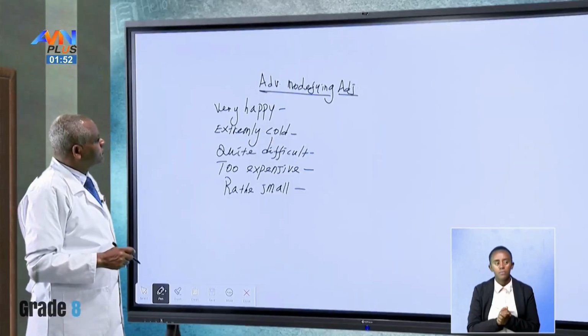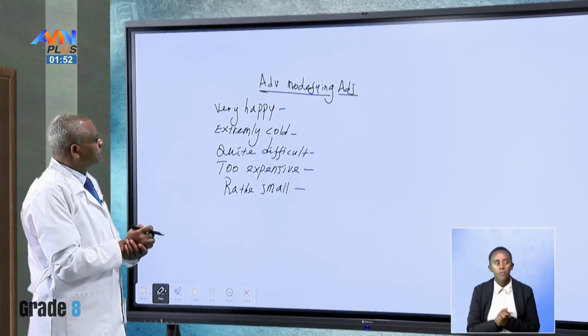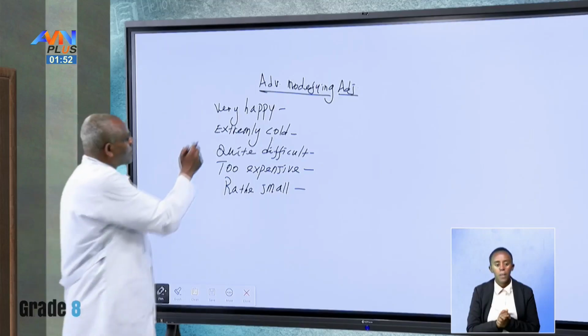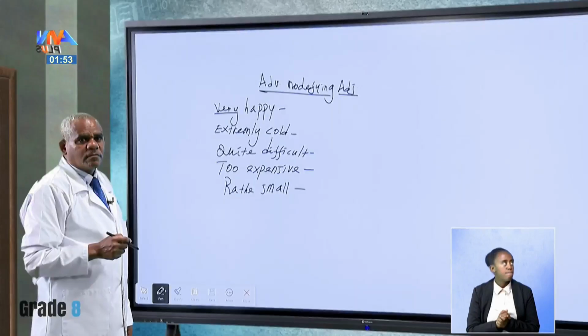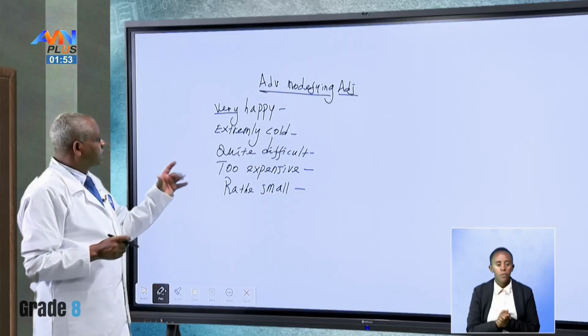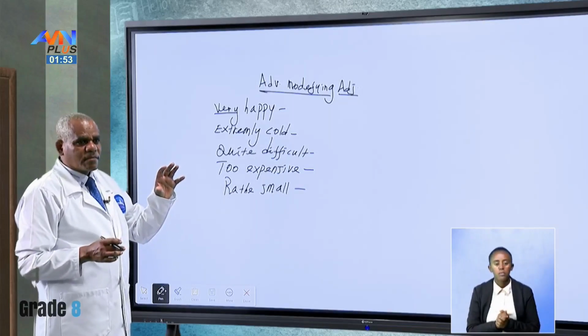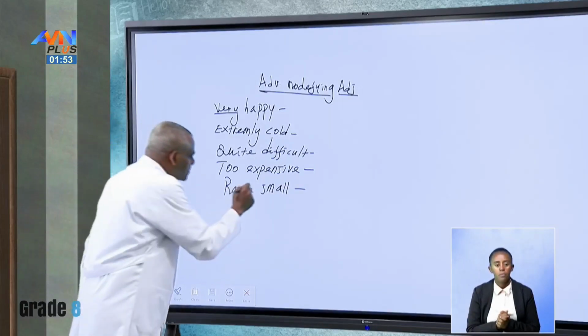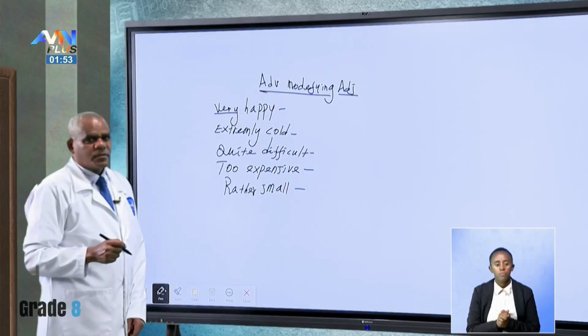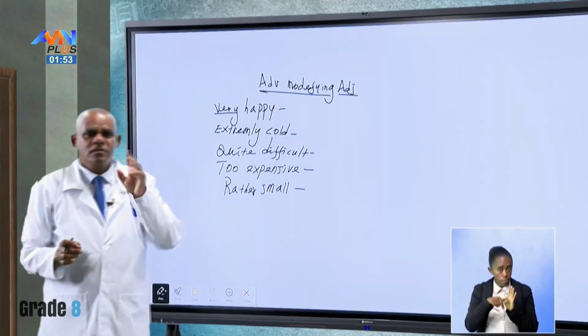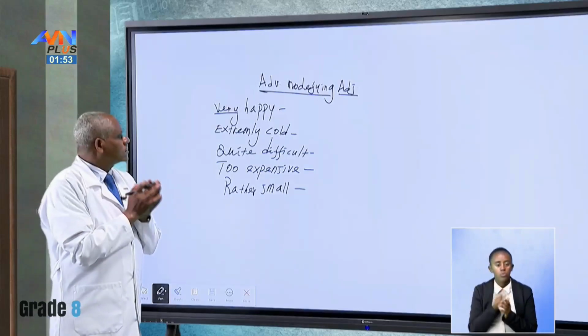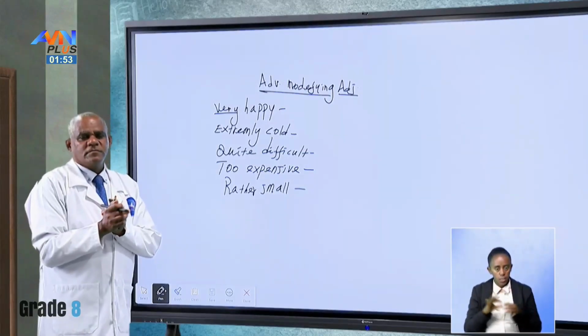Let's see some sample examples for each. Very happy, come on. This is an adverb. All right, okay. Rather small. I would like to give you 2 minutes to make your own sentences. 2 minutes.